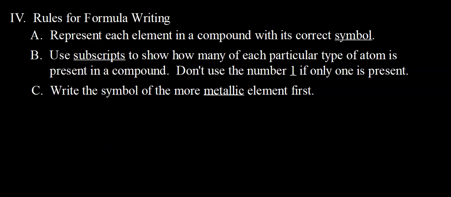Of the two, I would say formula writing is a little bit harder than naming. So here are the rules. First of all, we represent each element in a compound with its correct symbol from the periodic table. As we saw in the examples that I just gave you, we use subscripts, and these subscripts show how many of each particular type of atom is present in the compound. Notice too, in sodium chloride, for example, NaCl, we don't use the number 1 if there's only 1 present. And in terms of ordering the elements in the formula, we write the symbol of the more metallic element first, or the less electronegative element first. Either one, it's the same thing, so that goes first.